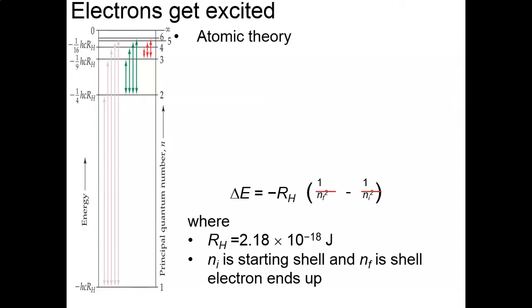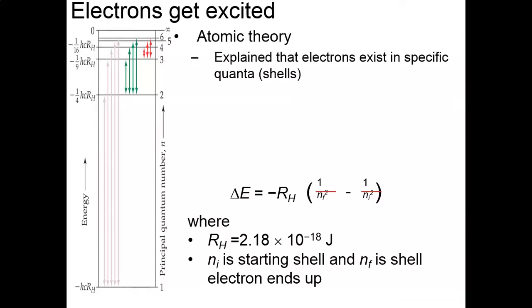So things you need to know, atomic theory-wise: explain that electrons exist in specific quanta or shells. So an electron exists in a second shell. Doesn't mean it could jump to the third by itself really easily or anything like that. It has a very specific energy. So every electron has a very specific location.